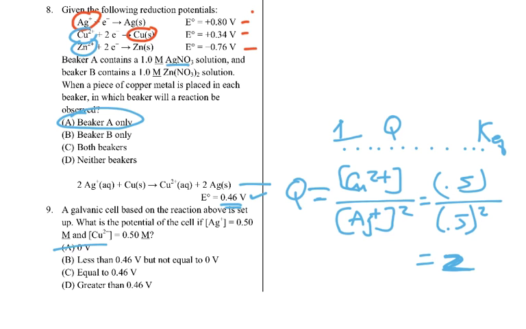It's not going to be 0, not until it's dead, and it's not nearly dead. Less than 0.46 but not equal to 0, that looks like our answer. Equal to 0.46, no. And greater than, they're certainly not. So because our Q is greater than 1, then we know it's closer to KEQ, and the voltage is less than 0.46. Answer B. Now we go to number 10.